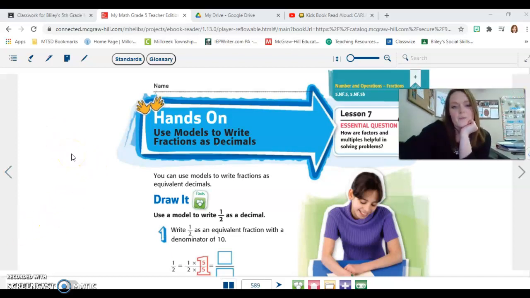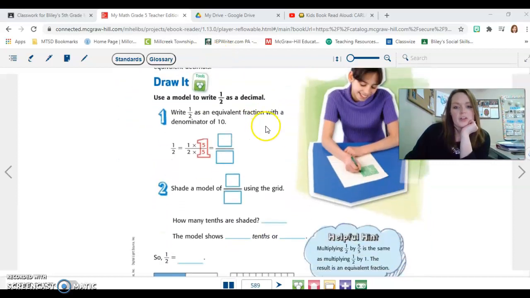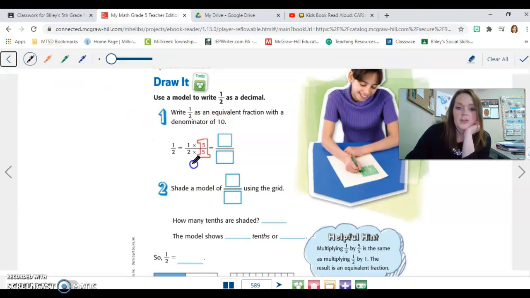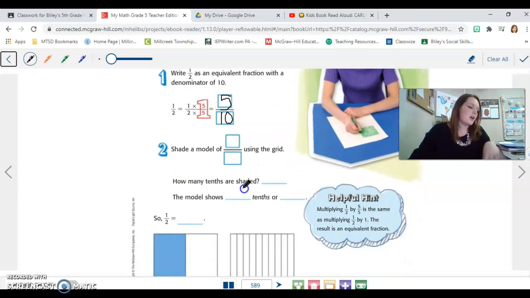So here we go. First we're going to look at our first model. They want us to write 1/2 as a decimal. So what we need to do is find the denominator of 10. 2 times what gives me 10? 2 times 5 is 10. Remember, what I do to my bottom number, I'm going to do to my top number. So I'm also going to multiply my numerator by 5. 1 times 5 is 5. And then we are going to shade the model below for 5/10.